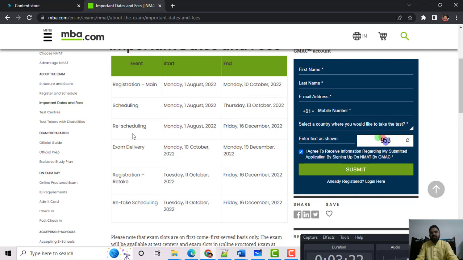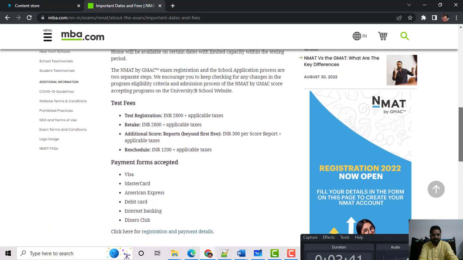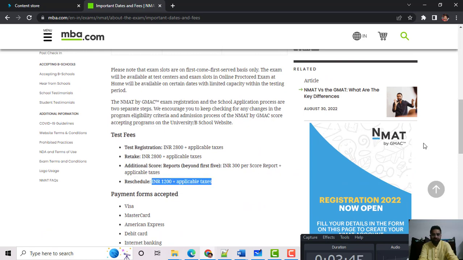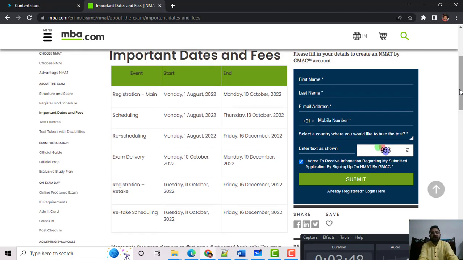Now it gives you an opportunity to reschedule your exam as well. Since the exam can be taken till 19th of December, they give you the opportunity to reschedule the exam, which is available till 16th of December. When you reschedule, you have to pay some amount, which is written down here. The rescheduling charge is 1200 plus taxes. So you should be thinking when you are scheduling that this is the date, and there's a 99% chance I'll be able to write the exam on that particular date. If something unforeseen happens, then you have the option of rescheduling. The exam can be taken from 10th of October till 19th of December.